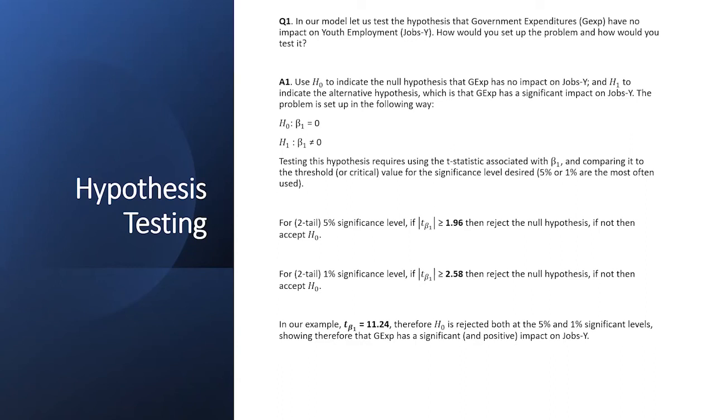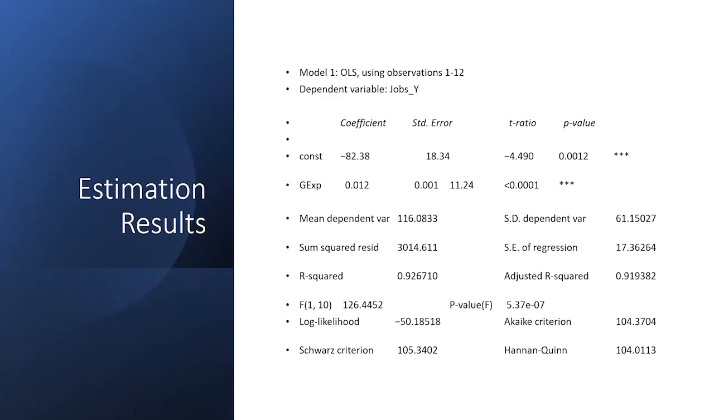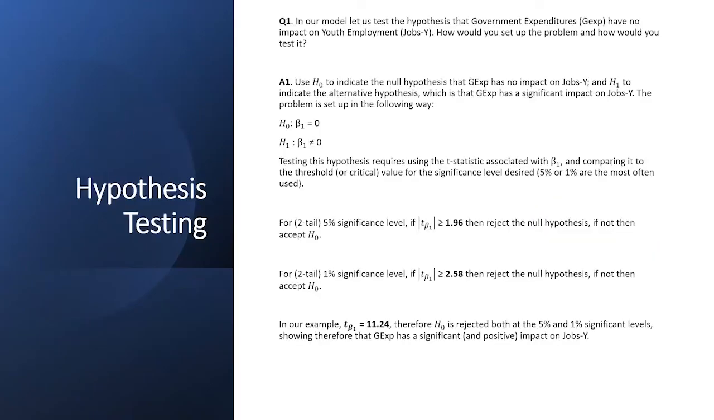So how do we test such a hypothesis? This will require using the t-statistics. I showed you before the t statistics, if you recall, if I may go back here to the results. So I showed you the t ratio. For the constant beta naught it is negative 4.49. For GS, X1, the t ratio is 11.24. So now we are going to use those values in hypothesis testing. Since we are focusing on beta one, we will use the t statistics associated with beta one. I think it was 11.24.